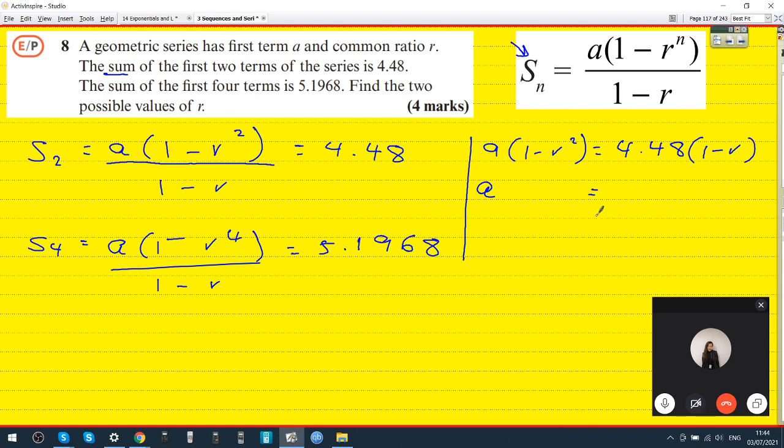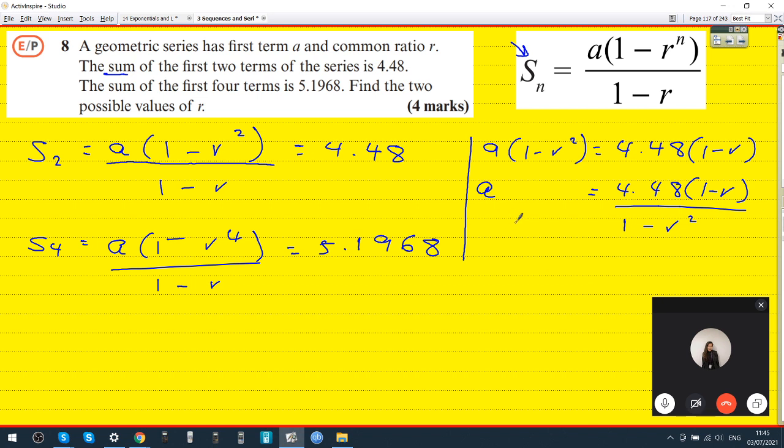Do we have to expand the bracket with A, or do we not have to? No. So make A the subject. How would you get A by itself? Divide by 1 minus r squared. So 4.48 times 1 minus r over 1 minus r squared. So that's A.